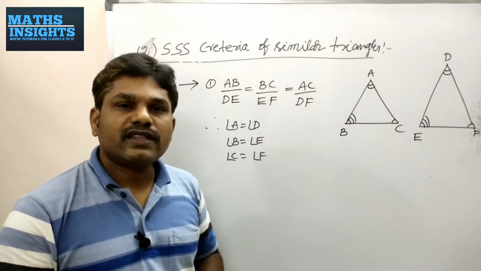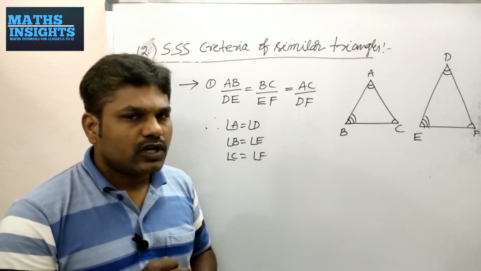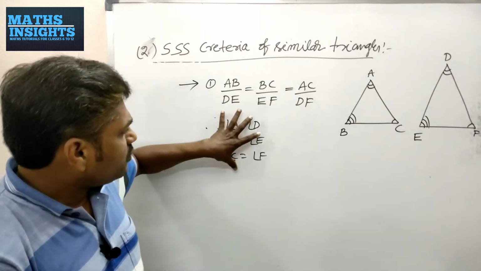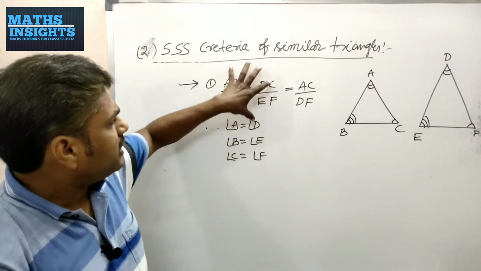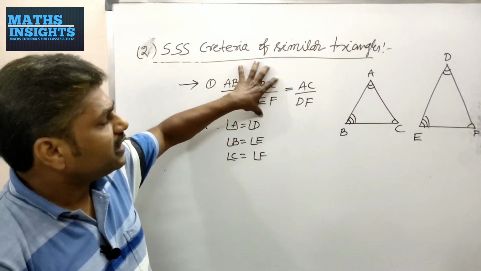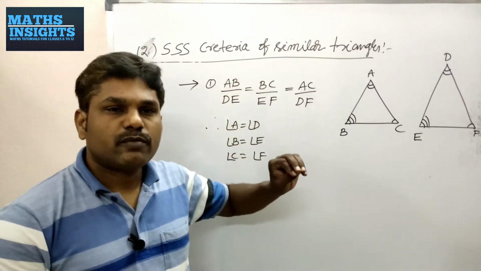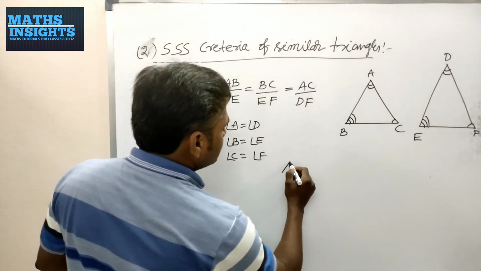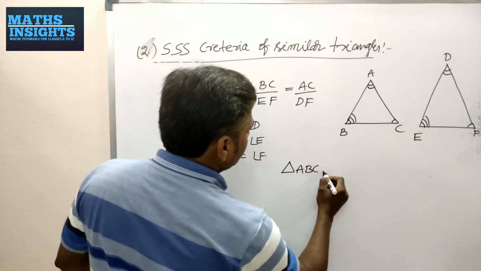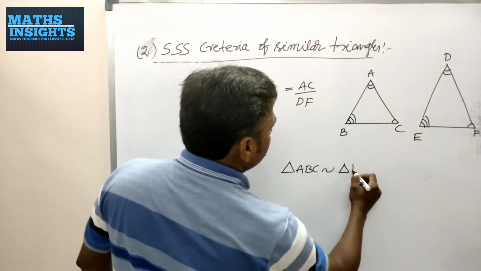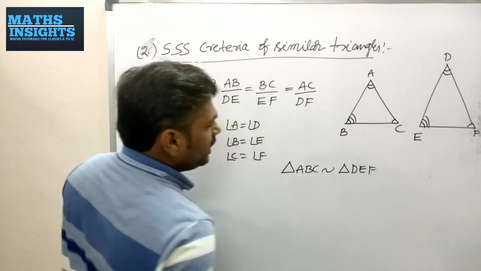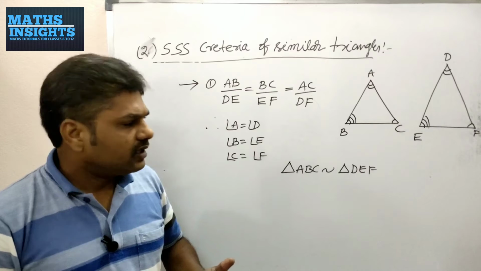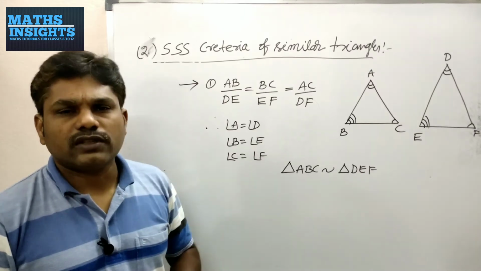As we discussed in the initial stages of this video, two triangles are said to be similar if their corresponding angles are equal and the ratio of corresponding sides is the same, or proportional. Therefore, we will say that triangle ABC is similar to triangle DEF. This is the converse of the first criterion. This is the second one. Now we will go to the third one.